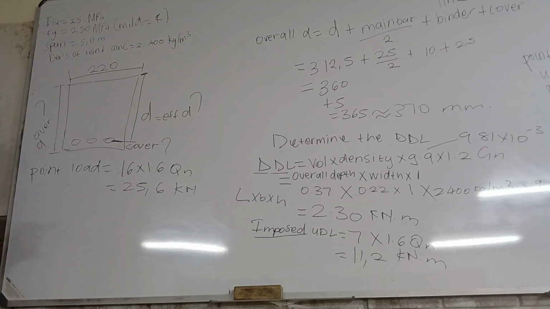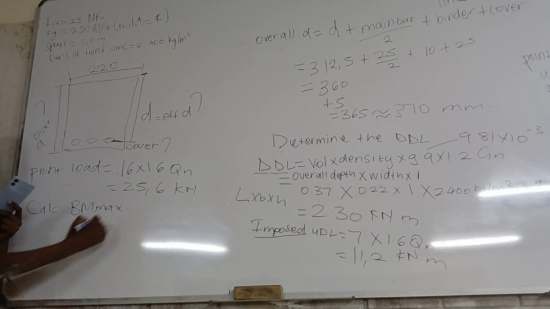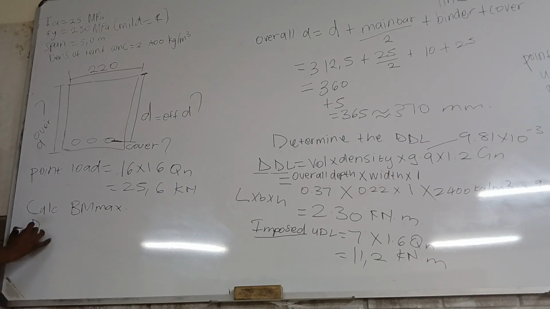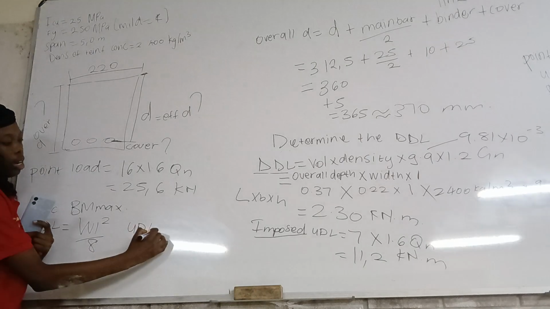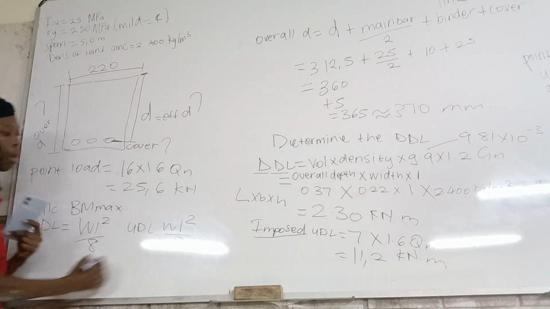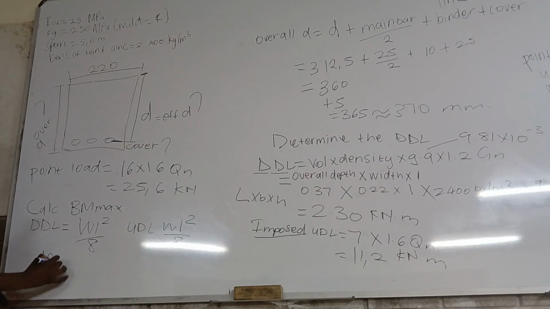So now we move on. After determining the design loads, we need to calculate the maximum bending moment. For the DDL and the UDL, the formula is WL squared over 8. For a point load, you use WL over 4. Okay, so that's how we calculate the maximum bending moment.